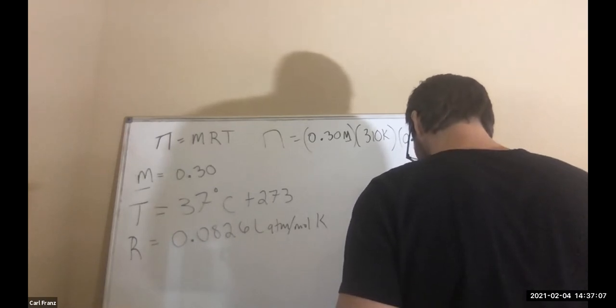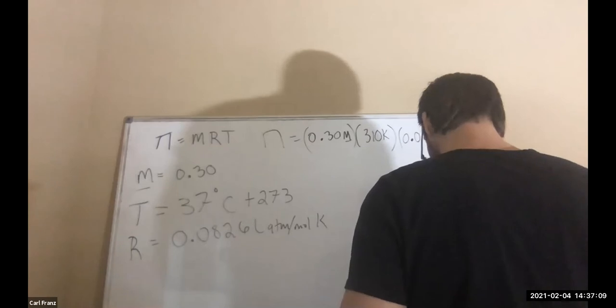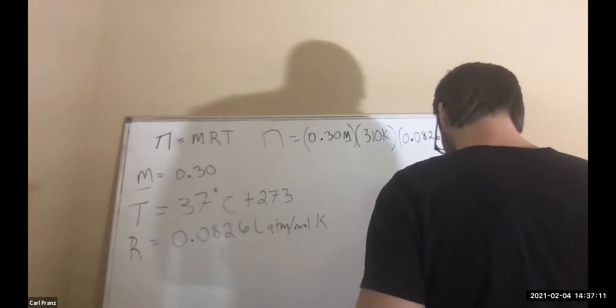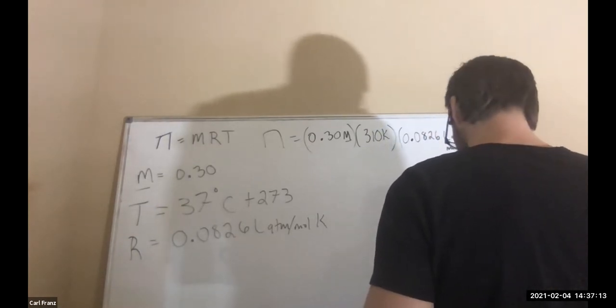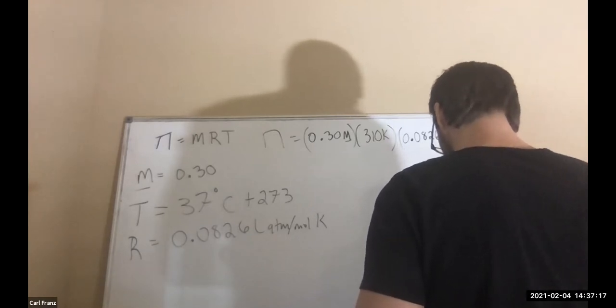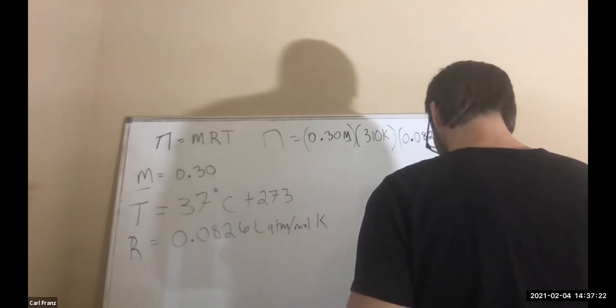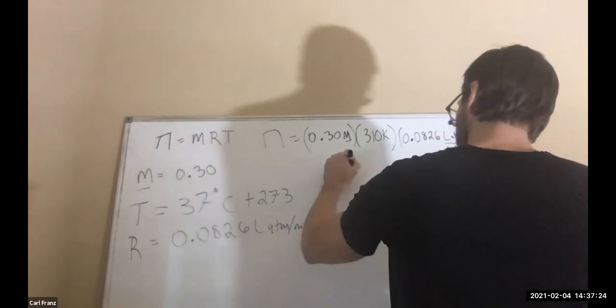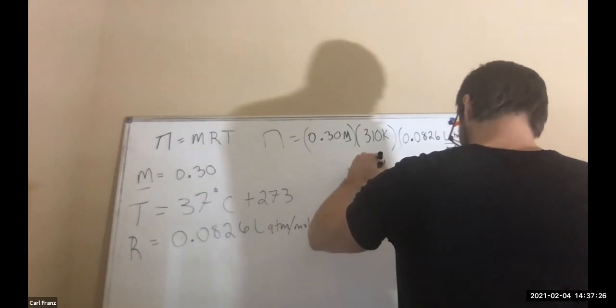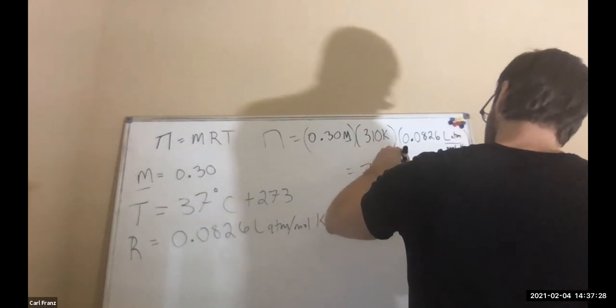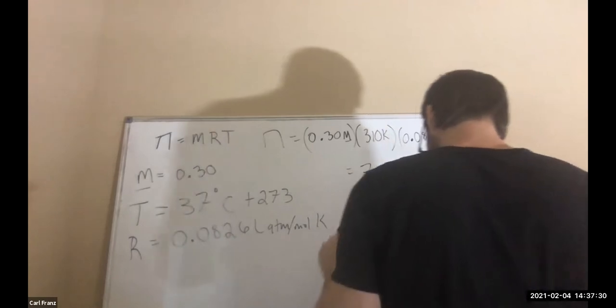So 0.3 times 310 times 0.0826 gives me 7.6 atmospheres. Okay.